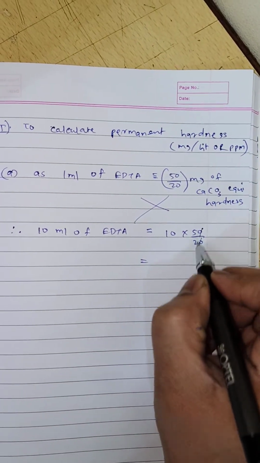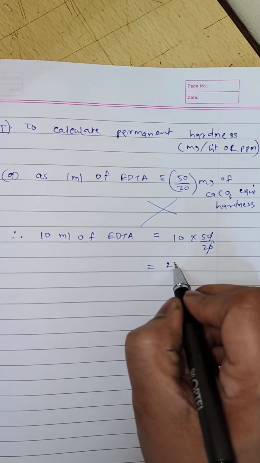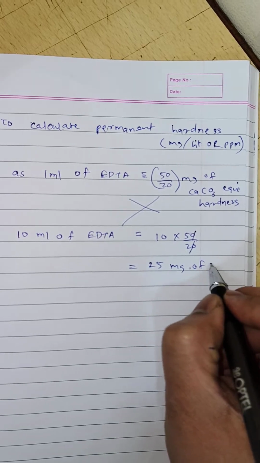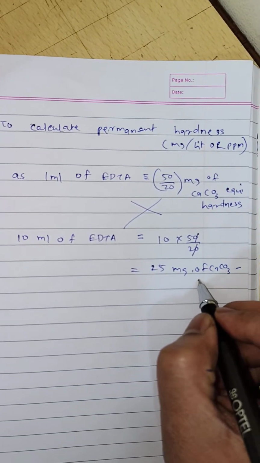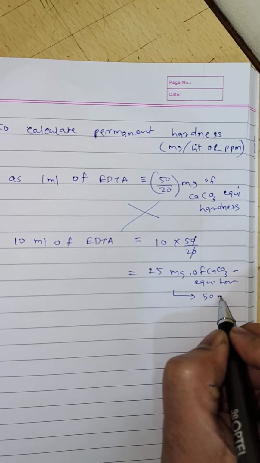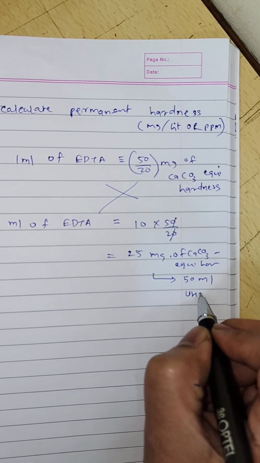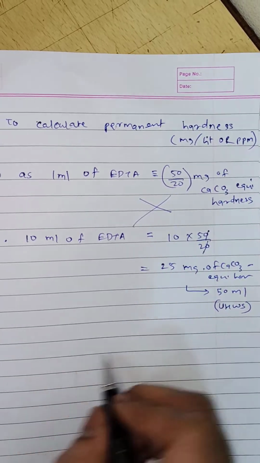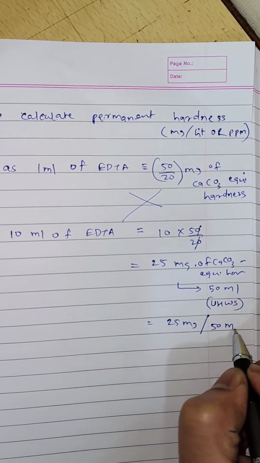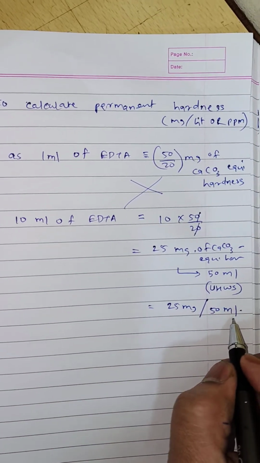Okay, so it will be 25 milligram of CaCO3 equivalent hardness. Okay, but this is for what? This is for 50 ml of unknown hard water sample. Okay, but we want nothing but what? 25 milligram per 50 ml, but we want milligram per liter.